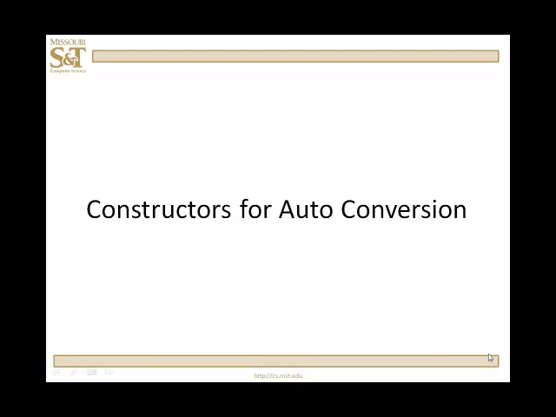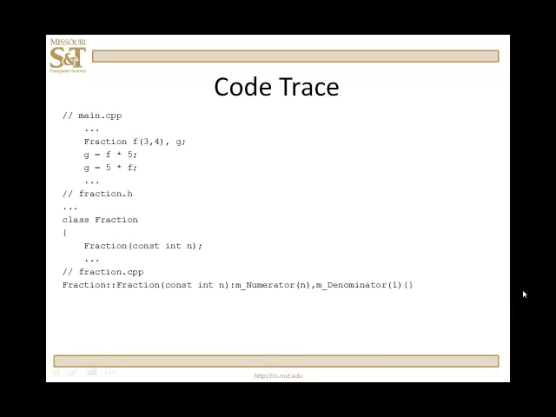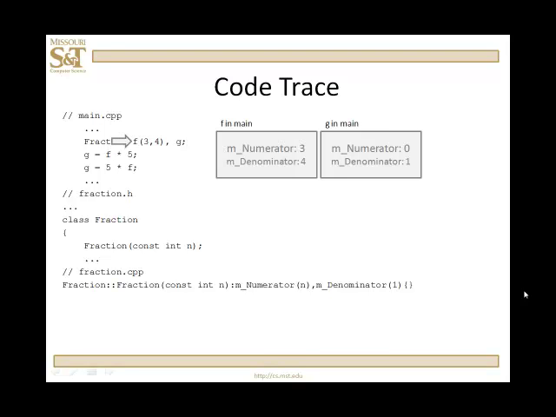In this lesson, I'm going to take a look at another reason that it was a good idea to declare and define the star operator, multiplication for a fraction, as a non-member and the star equal as a member. So let's see what's going on here. Okay, I'm going to create two fractions, f, 3/4, and g, a default, and I want to assign to g f times 5 or 5 times f.